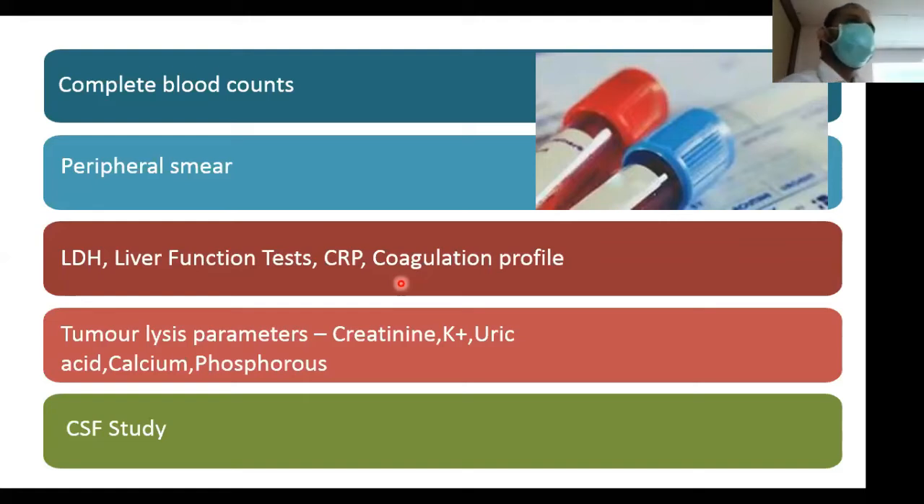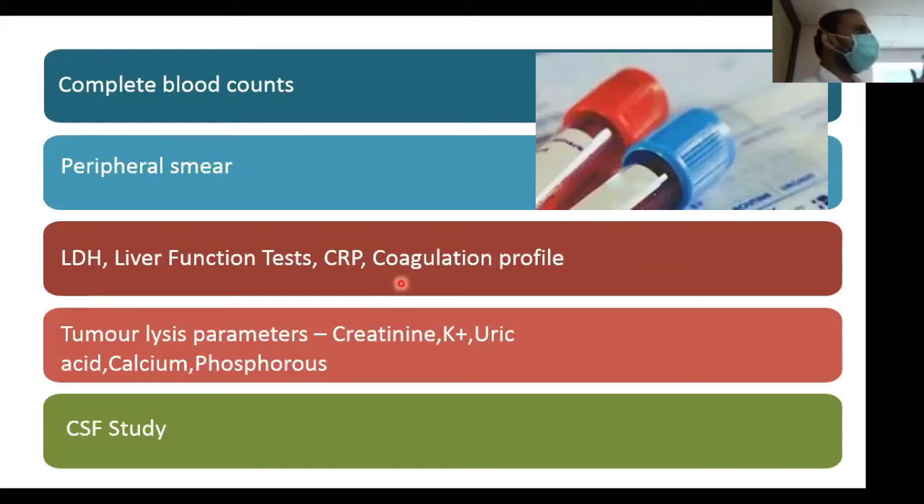LDH will give you a rough idea because LDH is a non-specific marker. It tells you that some cell damage is happening. There are various fractions. Mainly we look at the LDH2 fraction, which is from the reticuloendothelial cells. One is from the heart and the RBCs, so we can't separate it, and what we assay is mainly the LDH2 kind of fraction.